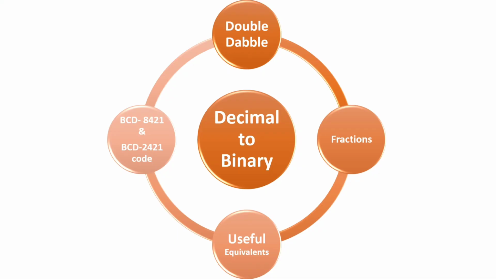Okay, next, decimal to binary conversion. Here we cover the topics: double table and fractions, useful equivalents, BCD 8421 code and BCD 2421 code. So let's see one by one.